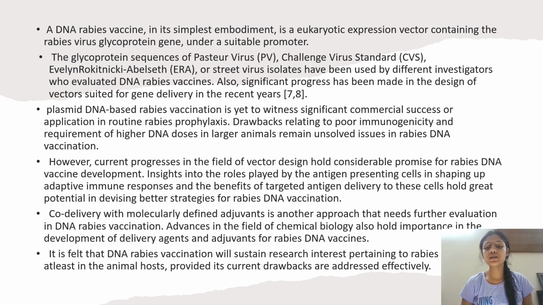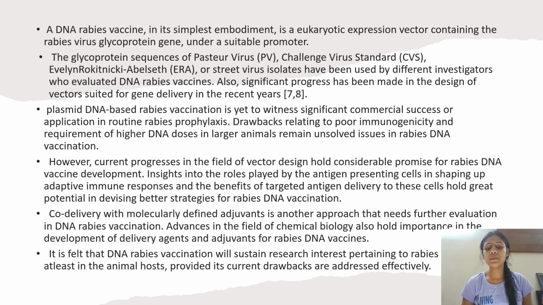Also, significant progress has been made in the design of vectors suited for gene delivery in recent years. Plasmid DNA based rabies vaccination is yet to witness significant commercial success or application in routine rabies prophylaxis. Drawbacks relating to poor immunogenicity and the requirement of higher DNA doses in large animals remain unsolved issues in rabies DNA vaccination. However, current progress in the field of vector design holds considerable promise for rabies DNA vaccine development.